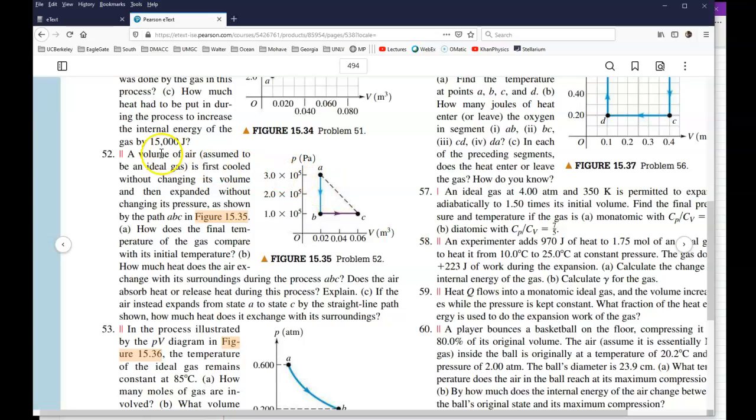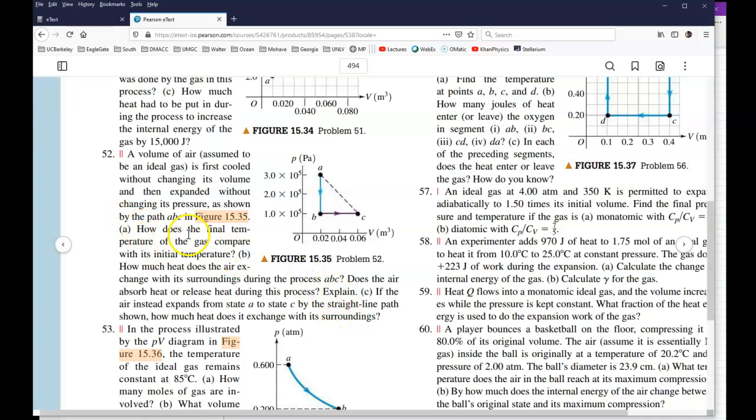All right. He says the volume of the air is first cooled without changing its volume and then expanded. So it has been cooled. So it was from here and it cooling the air without changing its volume. Got that? So that's an isovolumetric or isometric process. And then, I'm sorry, let me read it again. A volume of air is first cooled without changing its volume, and then expanded from here, B to C, expanded without changing its pressure, isobaric, as shown by the path ABC.